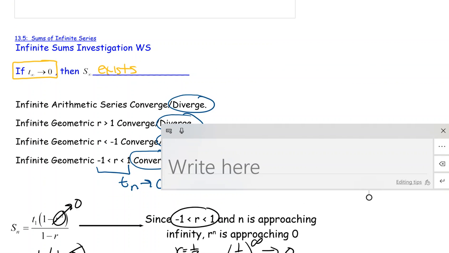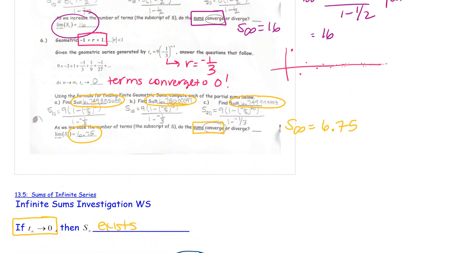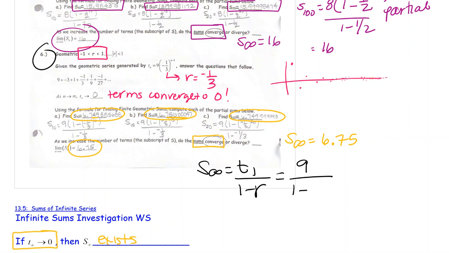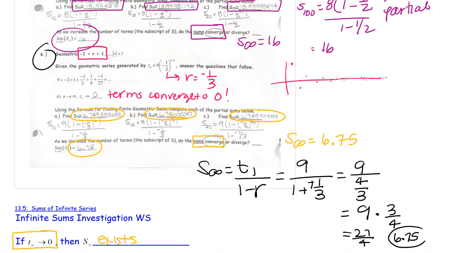So if for just a moment we roll back up here and try it for, say, this one right here, number 6. To find s sub infinity, that's t sub 1 over 1 minus r. So t sub 1 is 9 over 1 minus, and my r is -1/3. So that would be 9 over 4/3. And if we go with our fractions, that'd be 9 multiplied by the reciprocal. That'd be 27/4, which is 6.75.